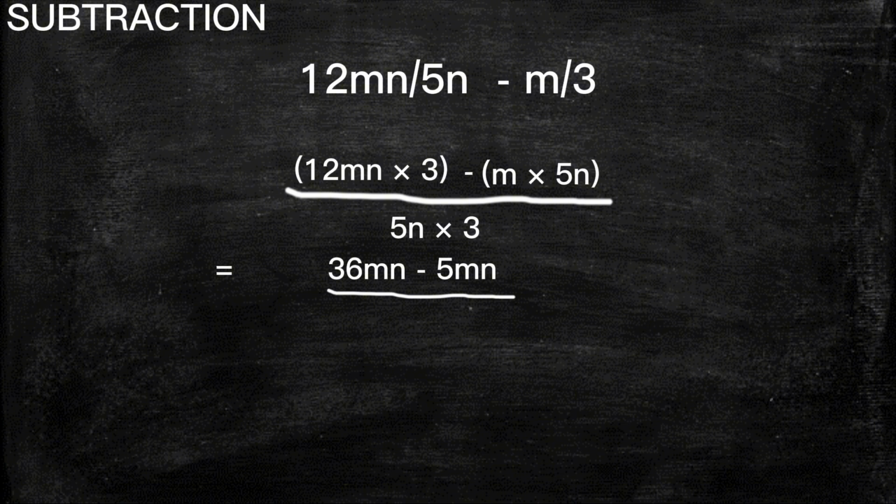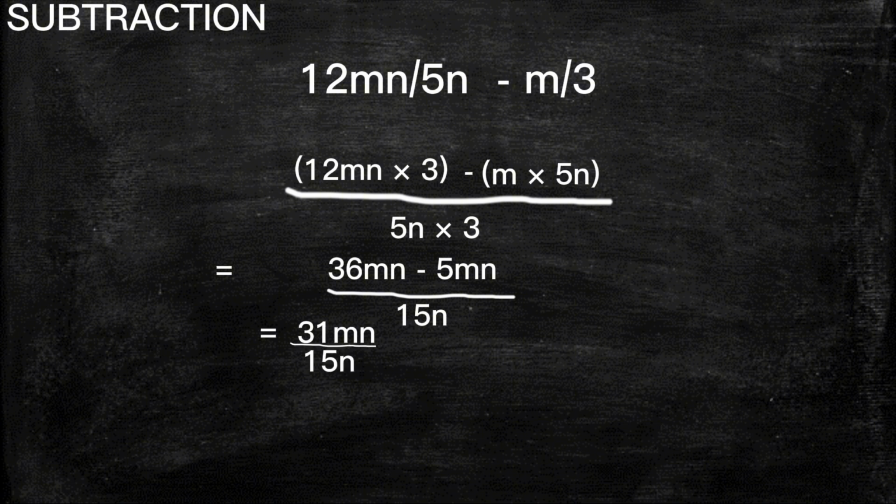Now 5, a number, will multiply 3 will give us 15, and since there's no other letter, you bring down n. Now we have 36mn minus 5mn. Something can happen there, so they can subtract. When we subtract 5mn from 36mn, it will give us 31mn all over 15n.